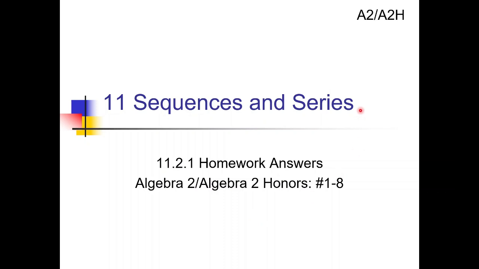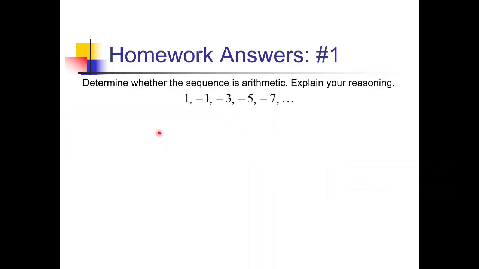Hello there, Mr. Sutton here, bringing you the Algebra 2 11-2 Part 1 homework solutions on analyzing arithmetic sequences and series. In this one, we're focusing on the sequences.